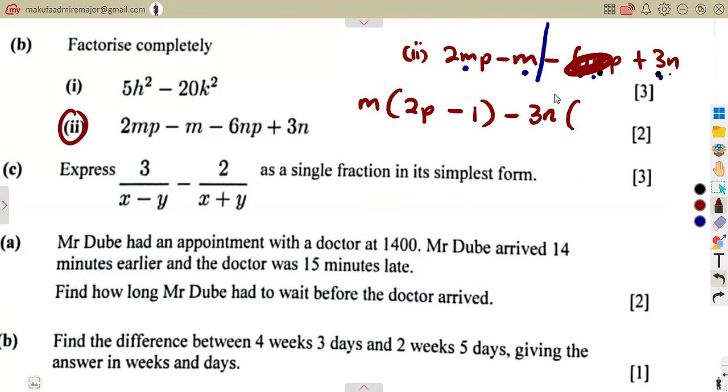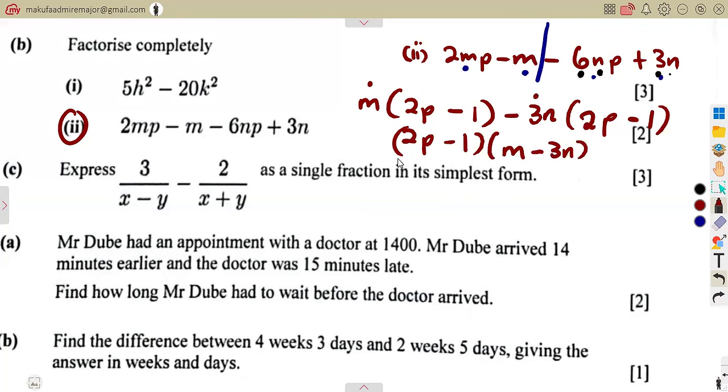You divide this term by this term, so that will be positive 2p. The n and n cancel. 3 and 3 cancel, that will be minus 1. N and n cancel also. So you see that this bracket and this bracket are common, so you're going to factor that common bracket, the 2p minus 1. We remain with what? In this case, that will be m, and on this part, minus 3n. So in this case, we are having 2 brackets at the end. That is our simplification. We have factorized this.